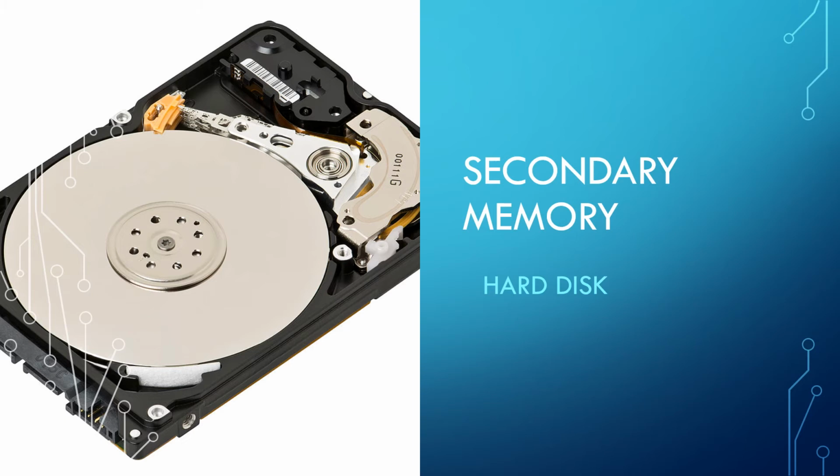The main secondary storage device is the hard disk. A hard disk is the main secondary storage device found inside a computer. It is present inside the CPU box. It can store large amounts of data. All the work done on your computer can be stored on your hard disk.